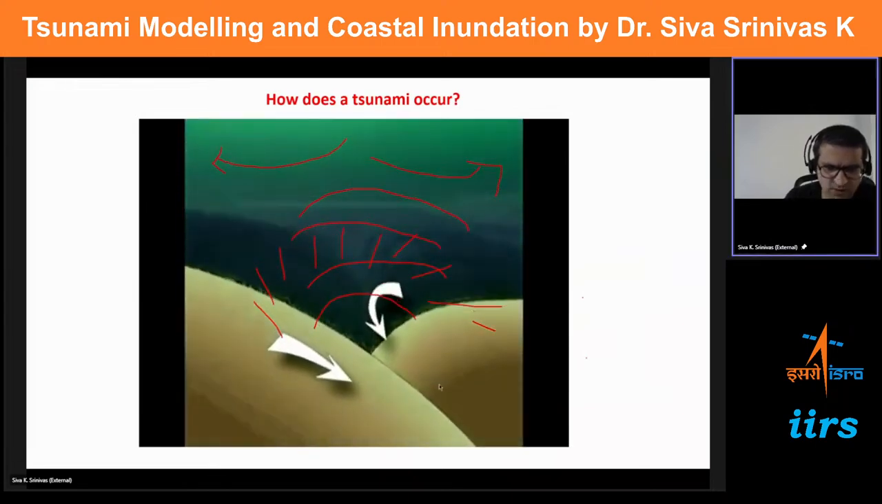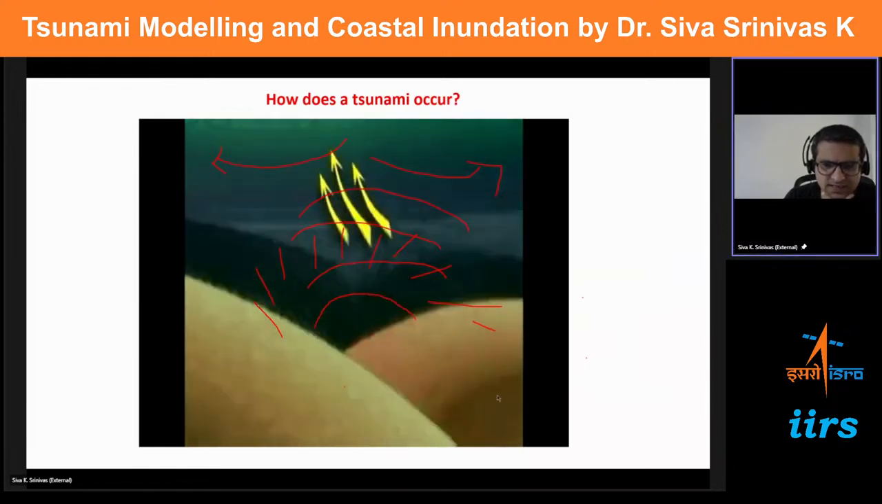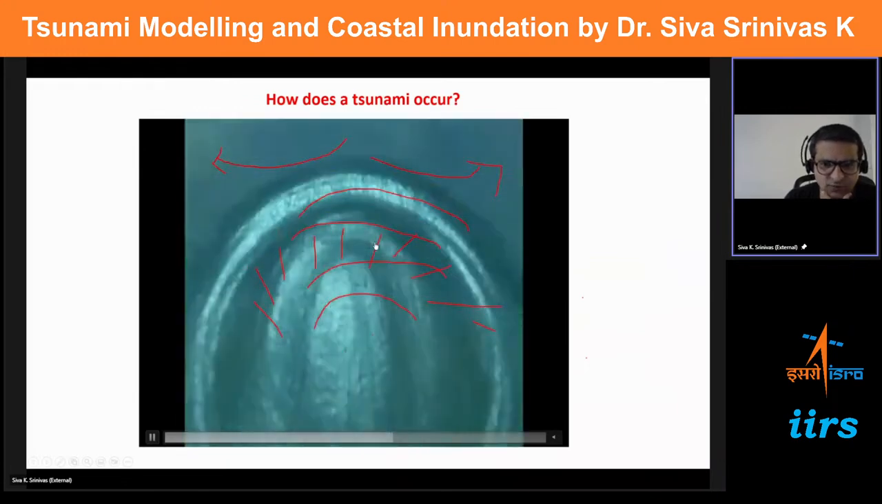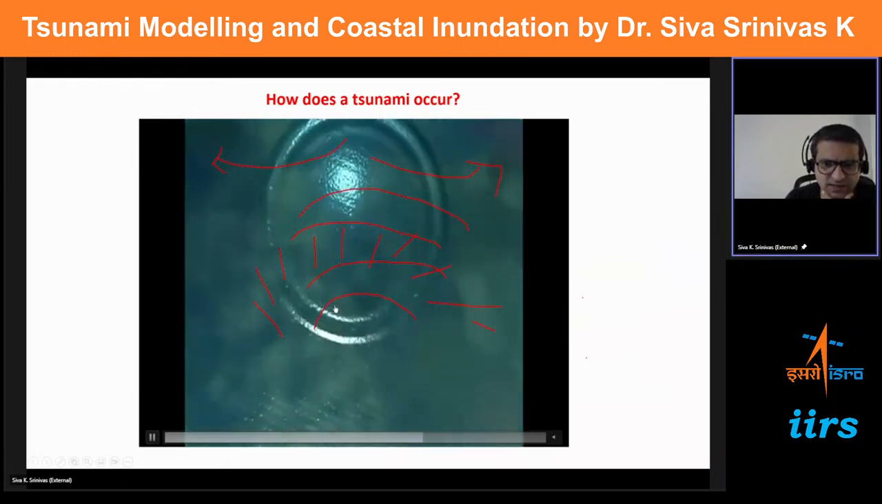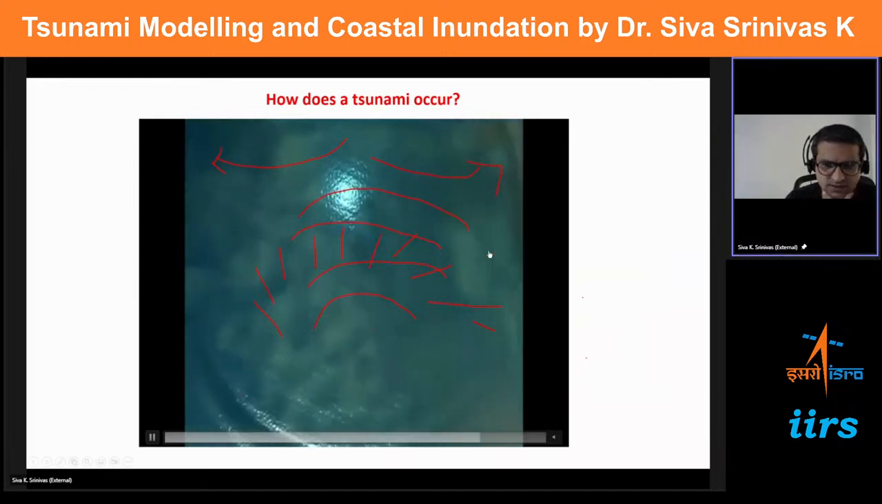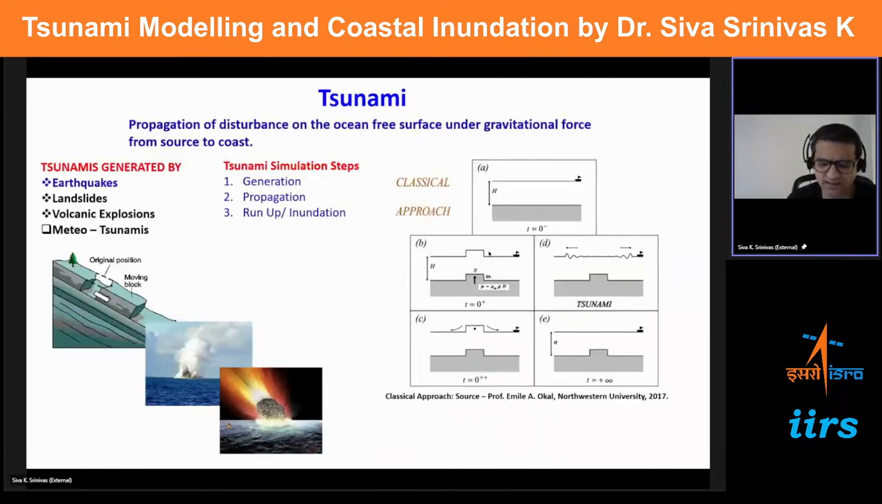So the rocks or the continental plates are under huge, tremendous pressure. Suddenly there is a motion and the energy is released. The free surface has deformed. So this is the deformation in all directions. And this free surface will propagate towards the coast. When it crosses the coast, it will enter the land and inundate the land. So the complete tsunami process involves three different steps: generation, propagation, run-up or inundation.